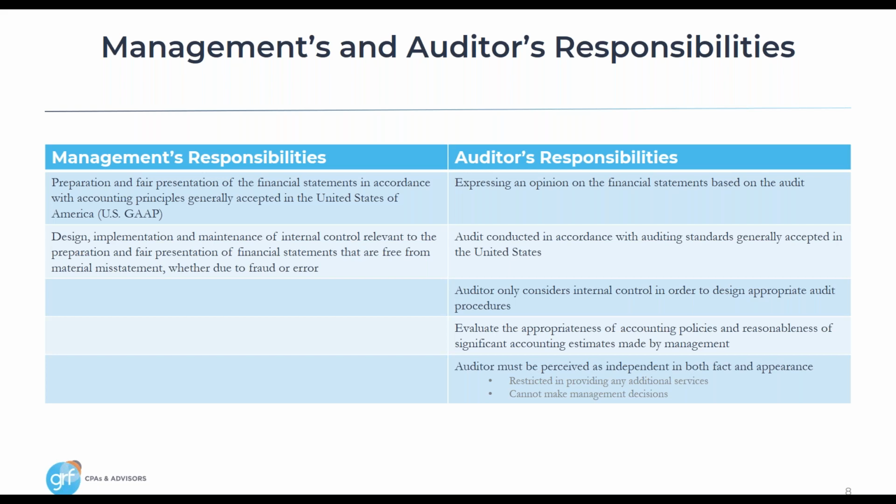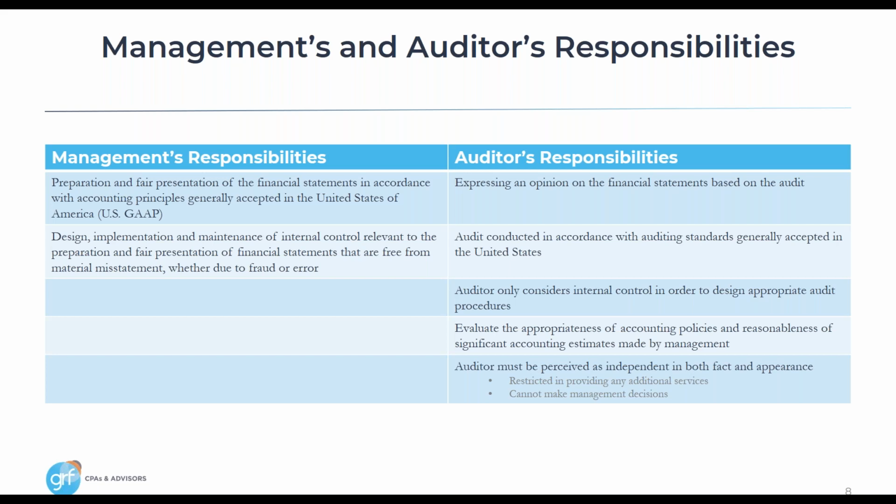One of the most important things to note is an auditor must be perceived as independent in both fact and appearance. We cannot make management decisions. I will repeat that again. We cannot make management decisions. However, we can provide guidance and training that will not impair our independence.